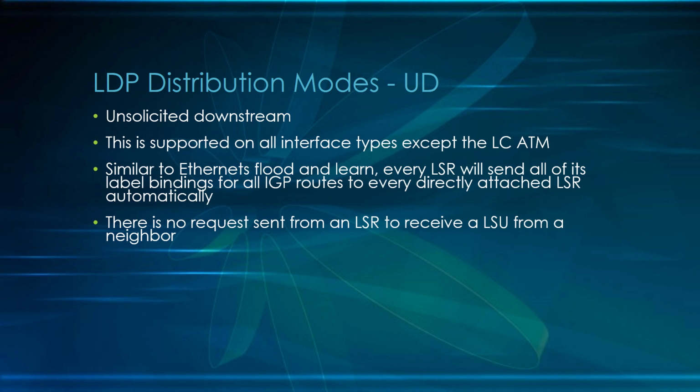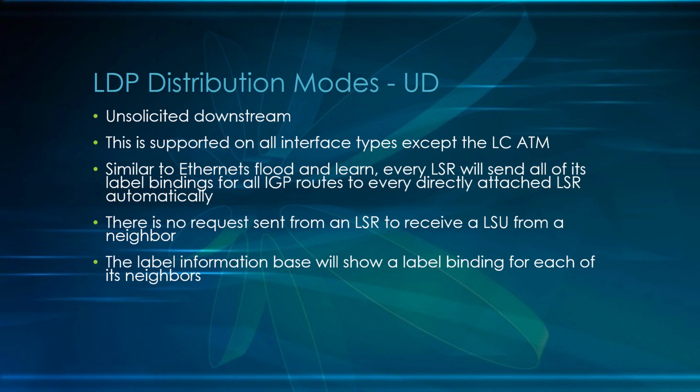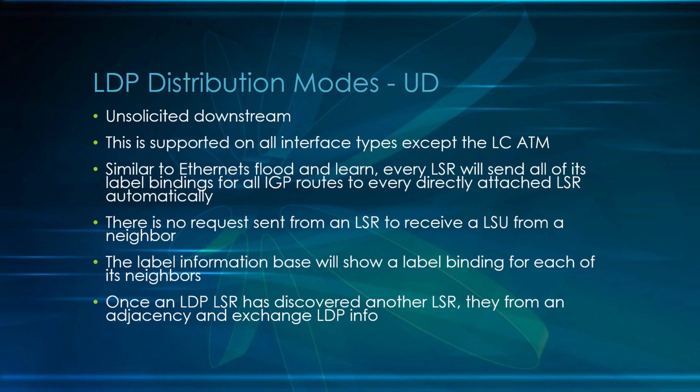There is no request sent from the LSR to a neighbor to send a label update. The label information base will show a label binding for each of its neighbors, and once an LDP label switch router has discovered another LSR, they form an adjacency and exchange LDP info.